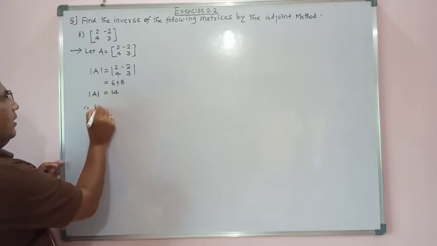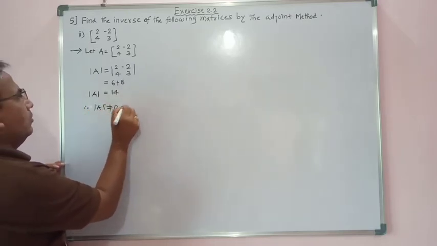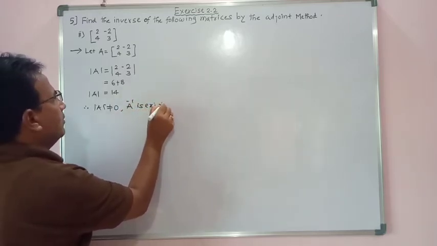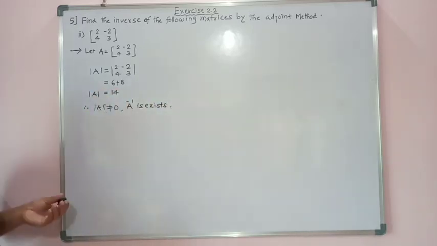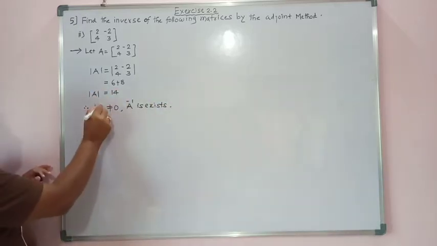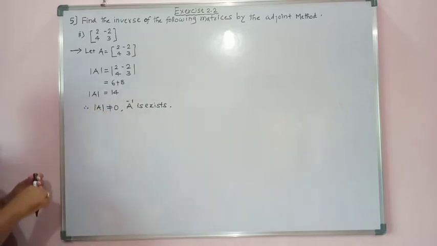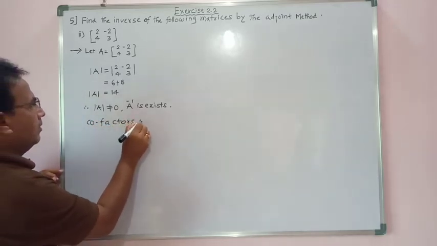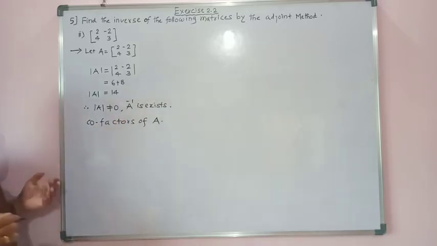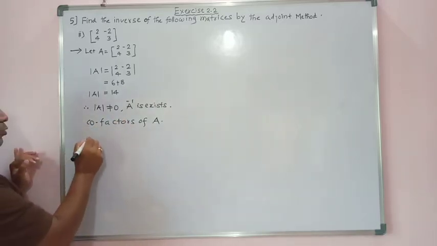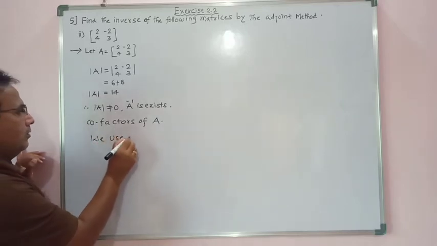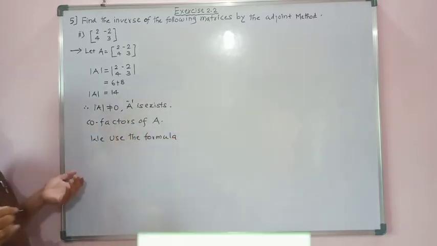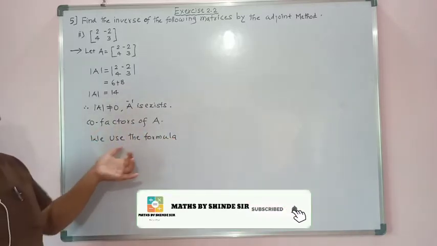Therefore, determinant A is not equal to 0, so A inverse exists. Now find the cofactors of matrix A. Cofactors of matrix A, we use the formula. What is the formula of cofactor? We use the formula.